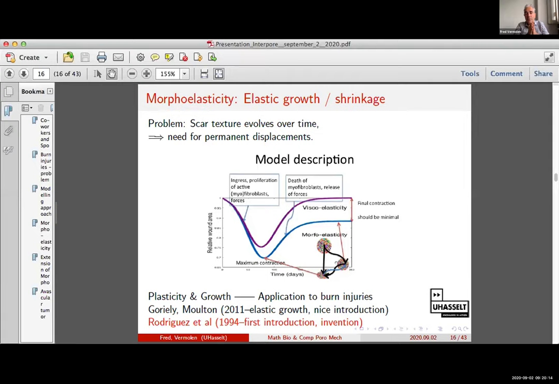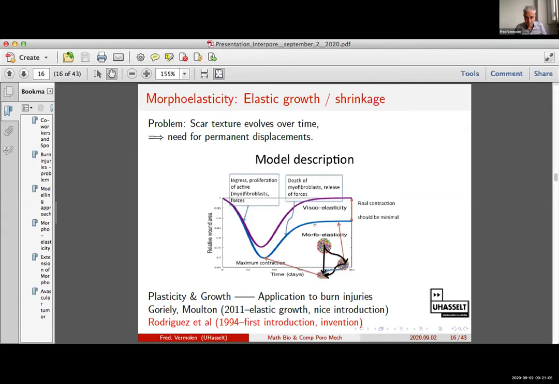One of the problems is that if you look at the cross-sectional area of a wound, then you see it's actually evolving over time. You see that the wound is actually shrinking, contracting, which is caused by the ingress and proliferation of active myofibroblasts, and later in time there will be death of these myofibroblasts, which also means that there will be a release of these forces. If you use classical mechanical models like Hooke's law, like Kelvin-Voigt viscoelasticity, what you see then is that the cross-sectional wound area will go back to its original, to its initial state. However, this does not happen in reality. So in reality, what you see is that there is some residual contraction, which is permanent over time. And this is something that we try to model by the use of morpho-elasticity.